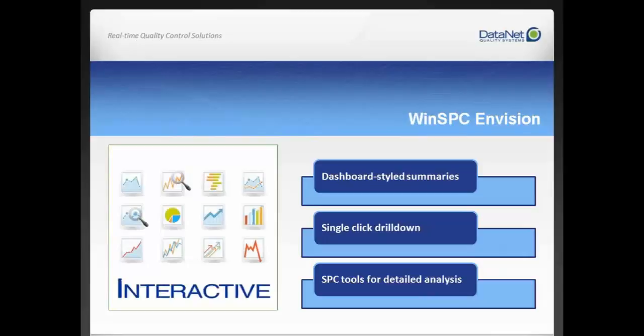Third is interactivity, for users to move quickly from dashboard-styled summary views with quality metrics to individual statistical analysis of both product and process data using all the common SPC options like capability studies, control charts, and histograms.